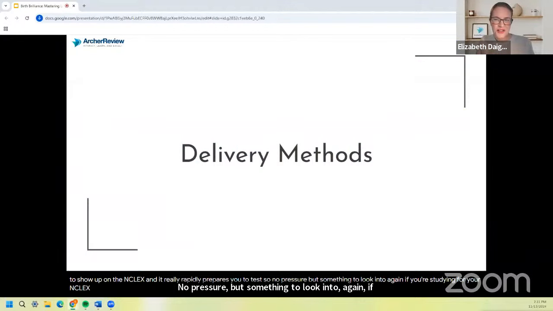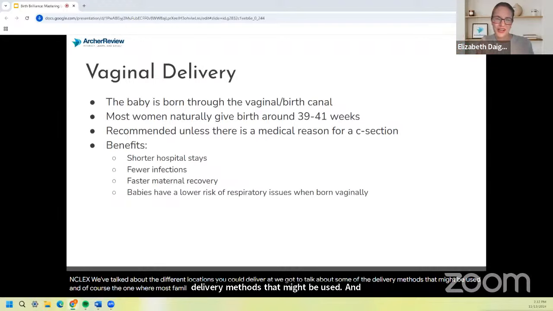But now that we've talked about the different locations you could deliver at, we got to talk about some of the delivery methods that might be used. And of course, the one we're most familiar with usually is just the good old-fashioned vaginal delivery. This, of course, is where the baby is born through that vaginal canal, which we also call the birth canal in labor and delivery. And most women are going to give birth, of course, at that full term due date of 40 weeks, somewhere around there. So typically, most women give birth about 39 to 41 weeks. And it's really what's most recommended.